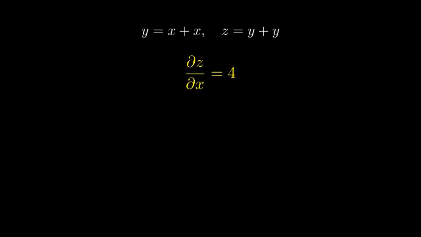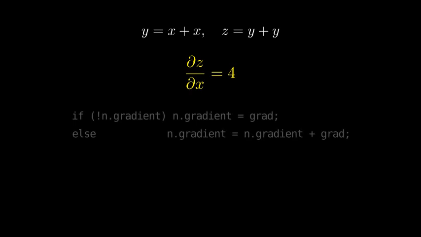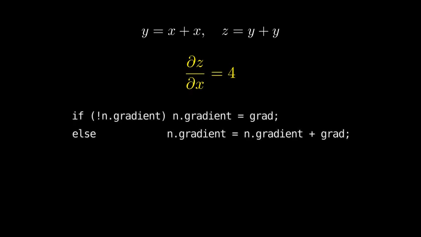The accumulate function does precisely this. If a node has no gradient yet, it stores the incoming one. Otherwise, it adds. Summation is the whole secret of correctly handling a variable that reappears. A fair question hangs over all of this. How do we know any of these Jacobians are actually correct?